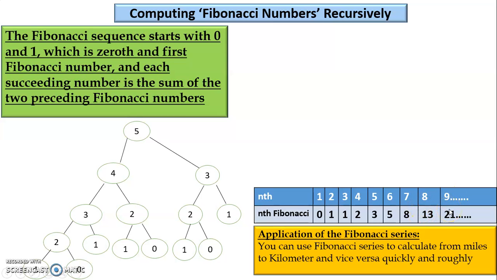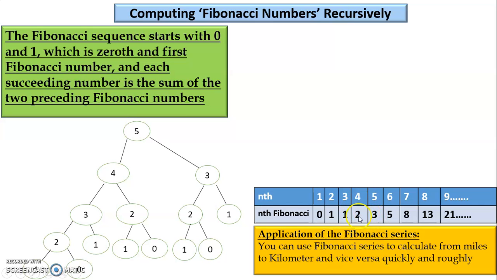Okay, like we saw the application of the factorial, there is one application for the Fibonacci numbers also. One is to convert miles into kilometers or vice versa, quickly and roughly.